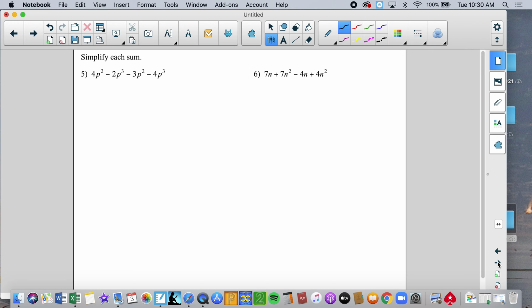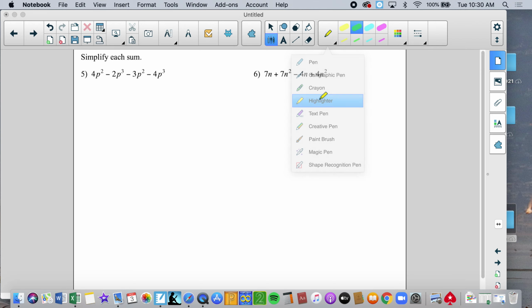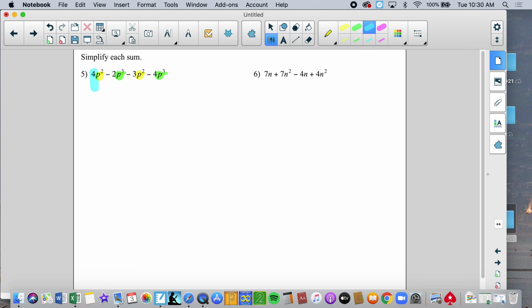Simplify each sum, so we are adding like terms. Like terms have to have the same variable to the same exponent. So we have to make sure that that is p to the second, and that p to the third is going to be different. Those are like terms. And whenever we have like terms, we're going to combine their coefficients. So 4p squared and -3p squared. And then we're going to combine the coefficients of -2p to the third and -4p to the third.